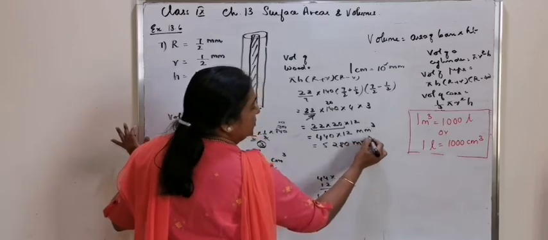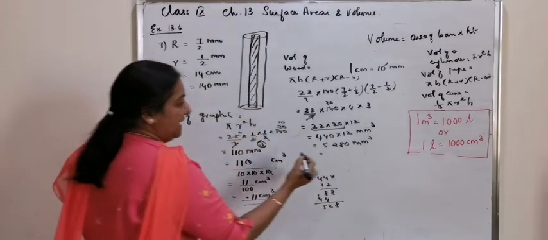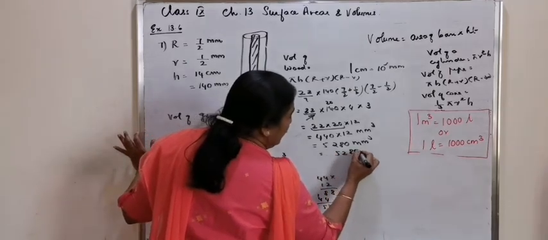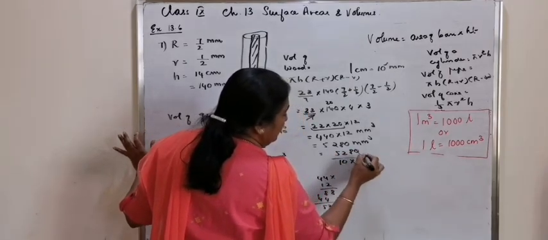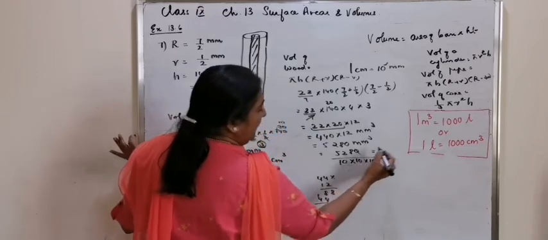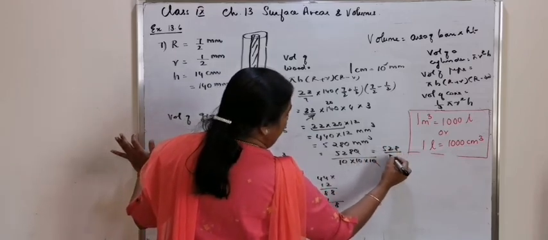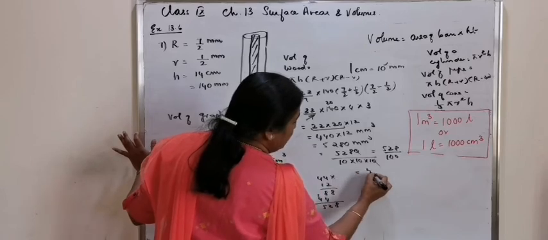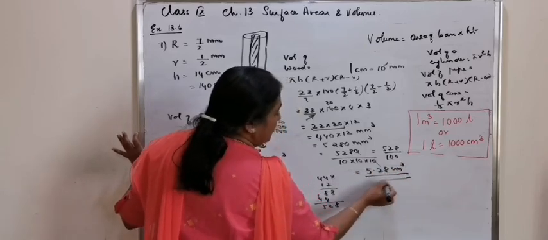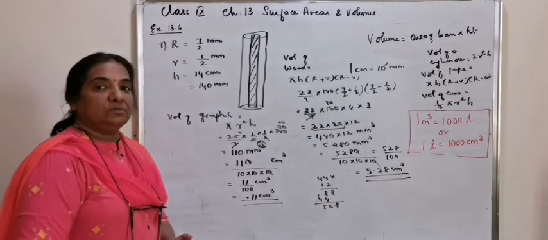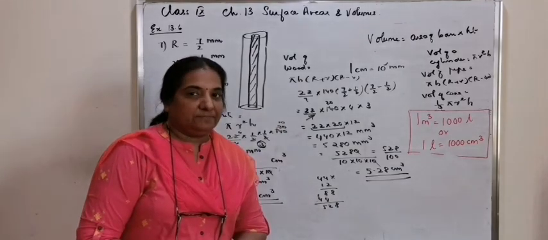5280 millimeter cube, the same pattern as 5280 divided by 10 into 10 into 10, or 528 divided by 100, or it is 5.28 centimeter cubed. This is how the calculation is done.